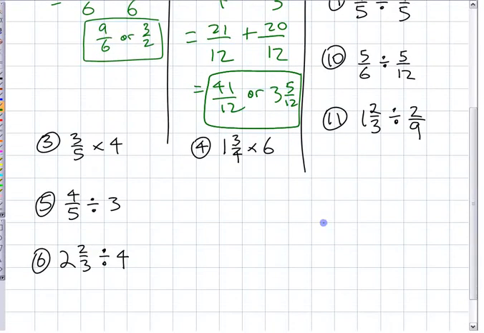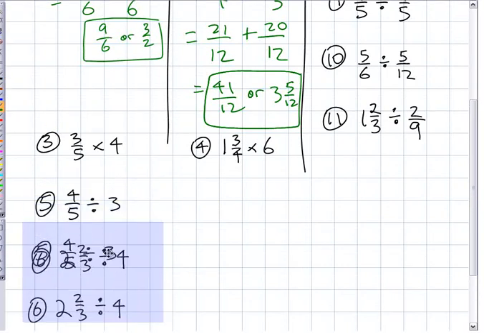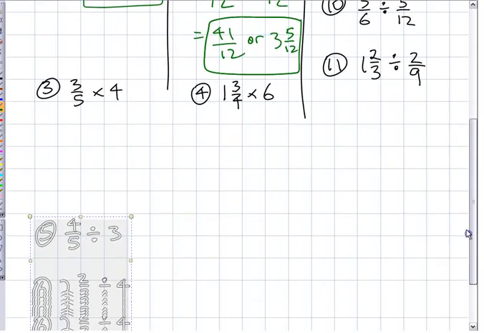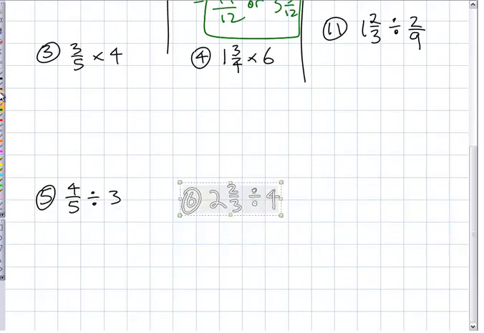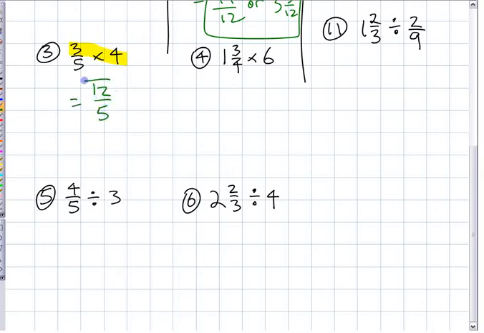Okay? The multiplying ones. Let's move the dividing ones out of the way here first. The two multiplying ones are where you're multiplying by a whole number. If you're multiplying, I think a lot of you have learned that you can just multiply those top numbers. And you can write right away that this is 12/5. I would just leave it like that, but you can change it again if you want.